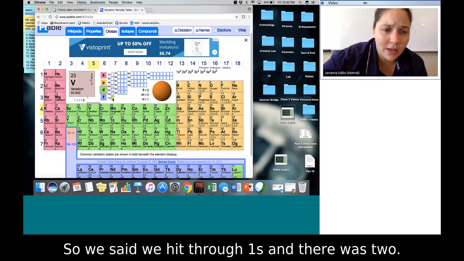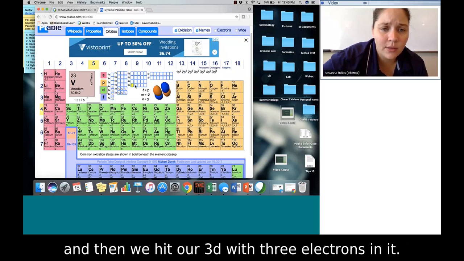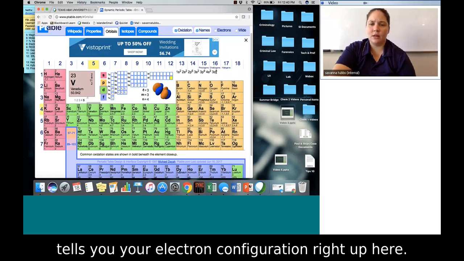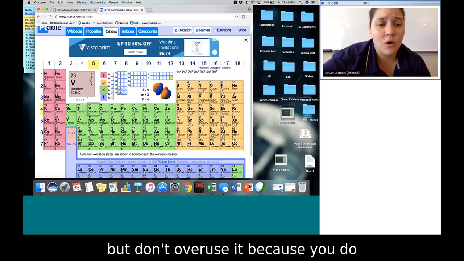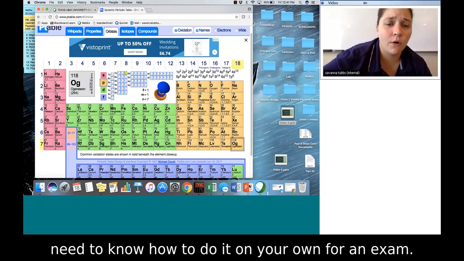So we said we hit through 1s and there was 2. We hit through our 2s, then our 2p, our 3s, our 3p, our 4s, and then we hit our 3d with 3 electrons in it. So it just kind of verifies and it tells you your electron configuration right up here. It's a good tool to help you study, but don't overuse it because you do need to know how to do it on your own for an exam.